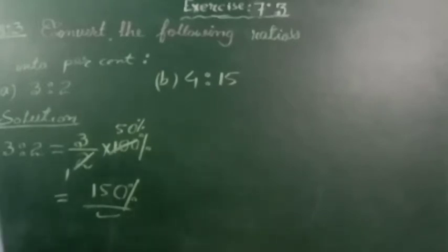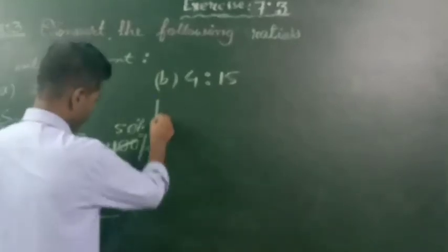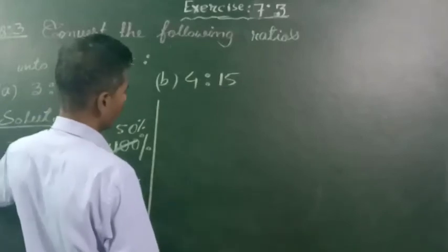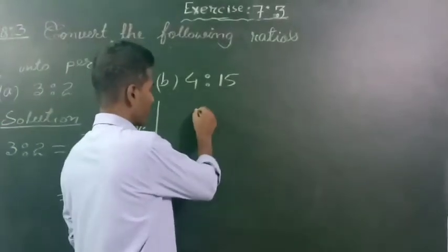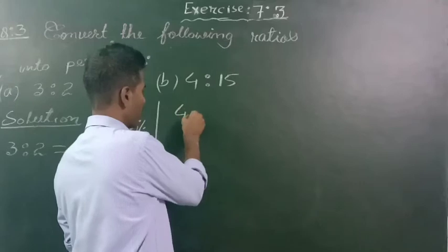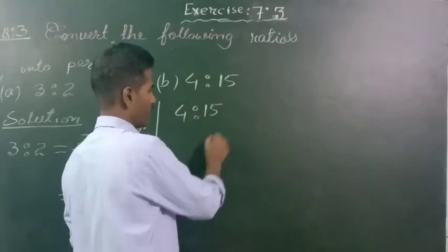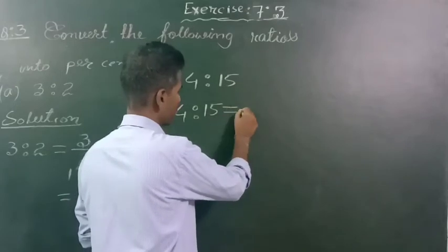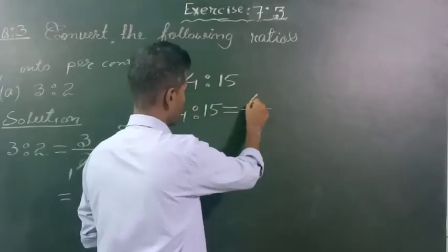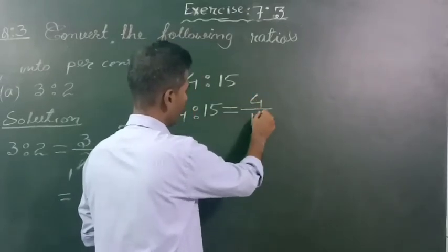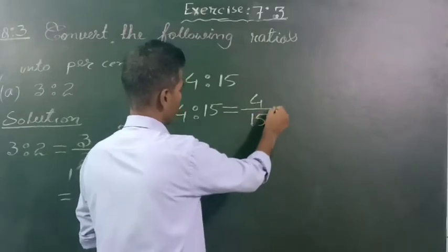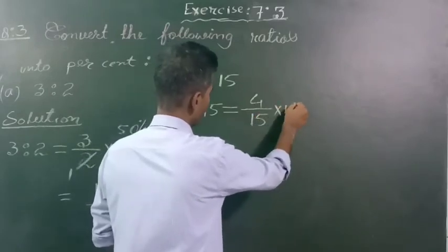Now see question number B, 4:15. So what I'll do? 4:15, this is our ratio. First of all, we'll convert the ratio into fraction. Okay, it will become 4/15. Then we'll multiply it by 100%.